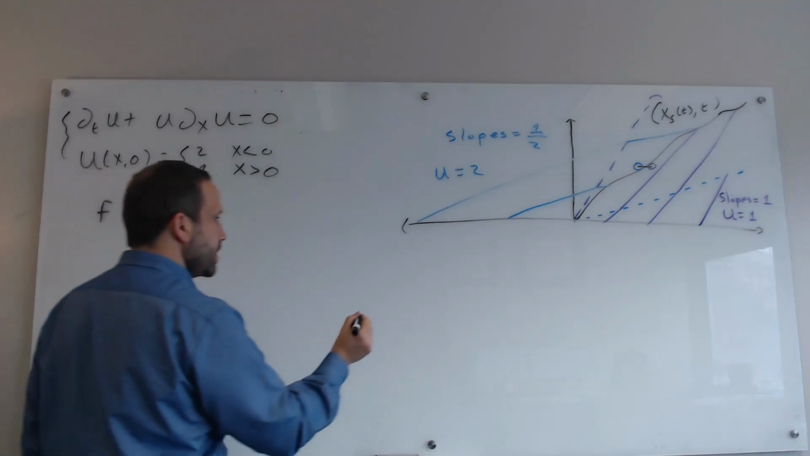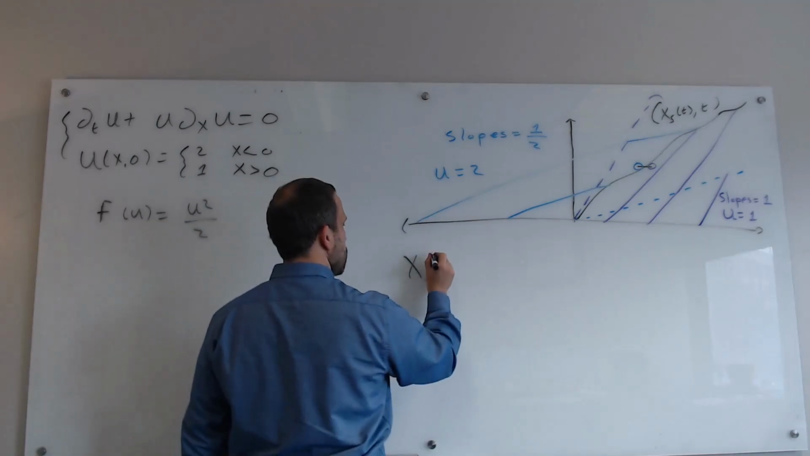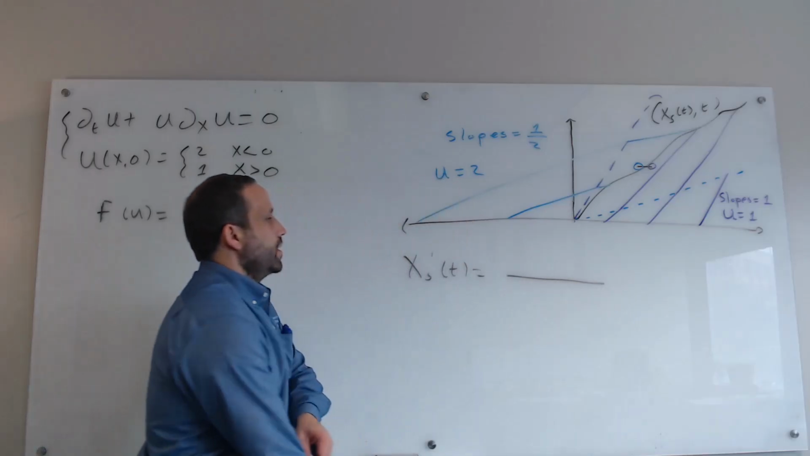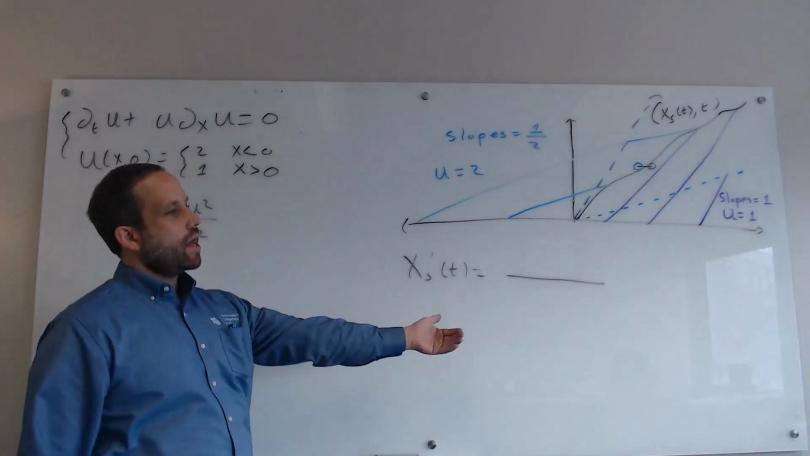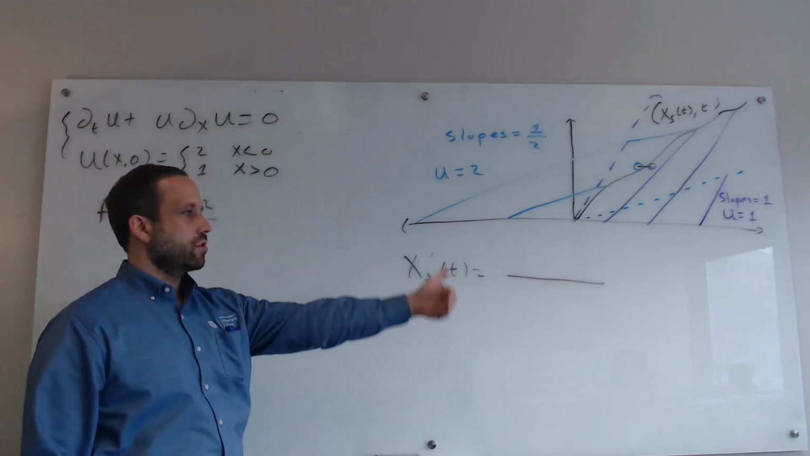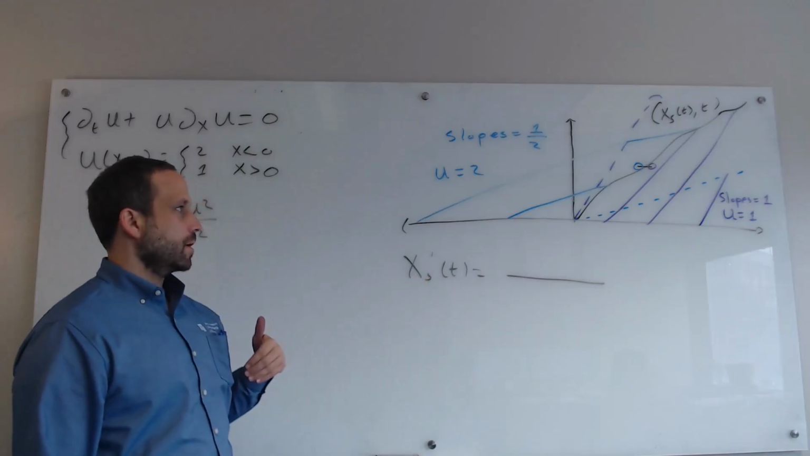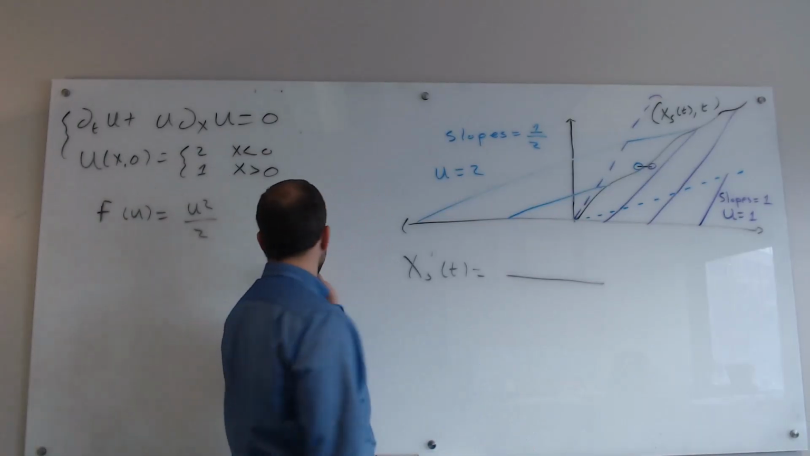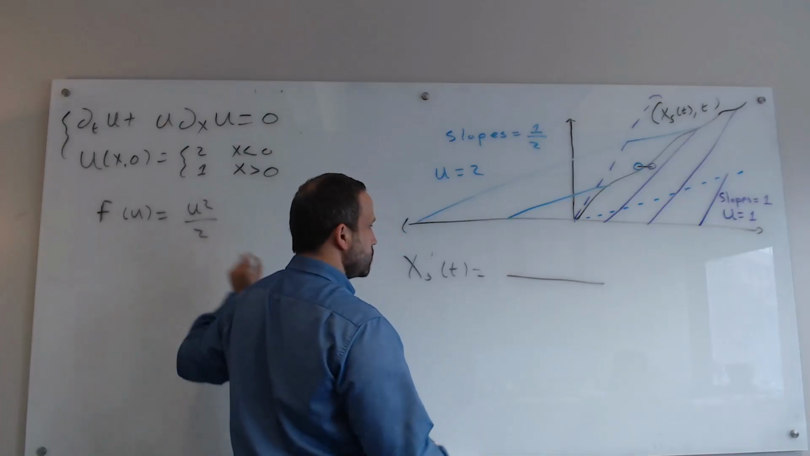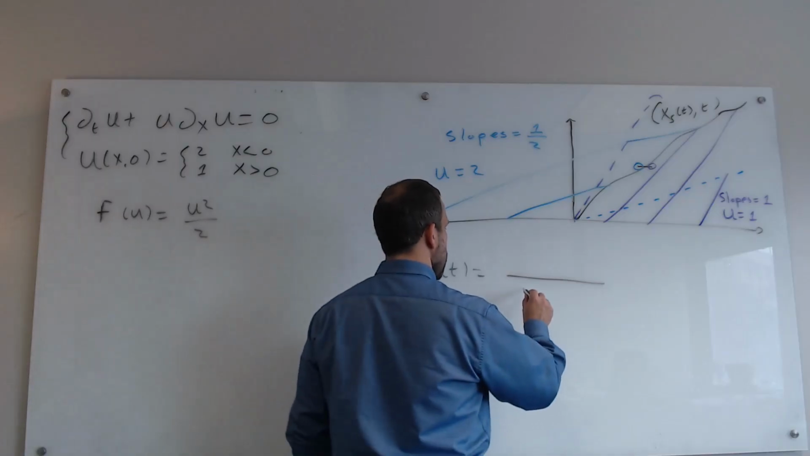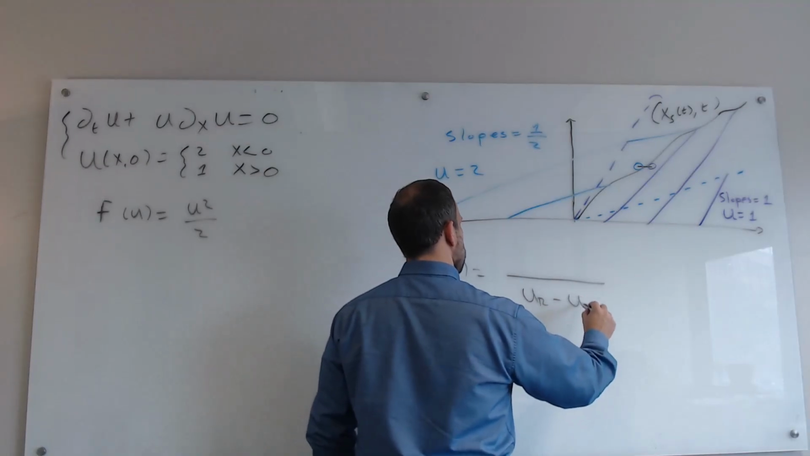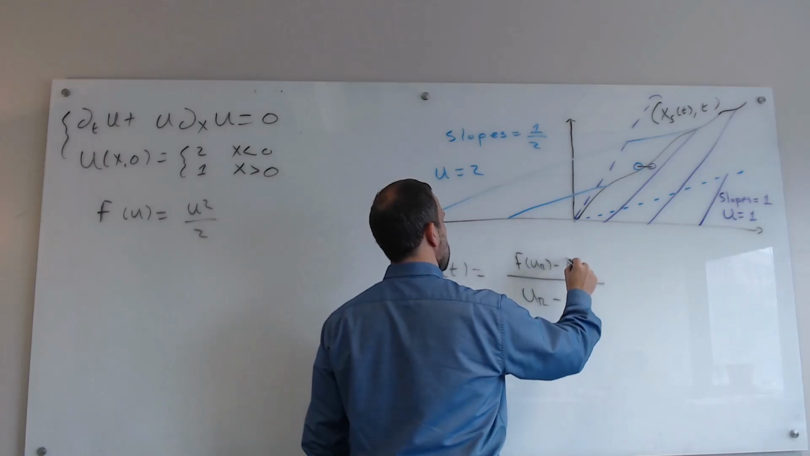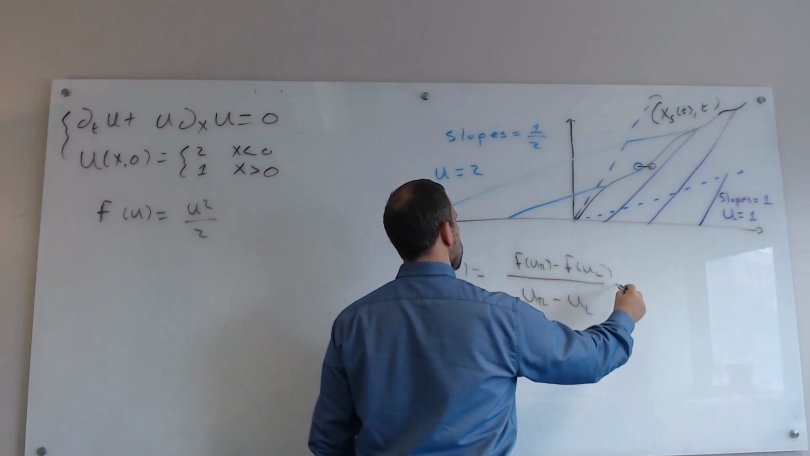And so the condition is that xs prime of t is going to be the jump in f over the jump in u. So f to the right of the shock minus f to the left of the shock, over u to the right of the shock minus u to the left of the shock. This is a very popular f to have here, so I'm just going to do it generically. So we're going to have f of ur minus f of ul over ur minus ul.